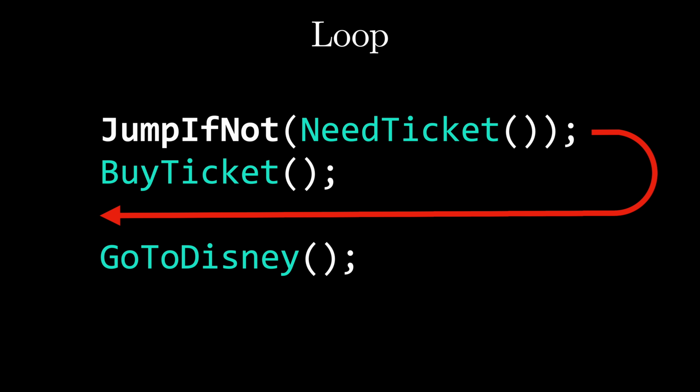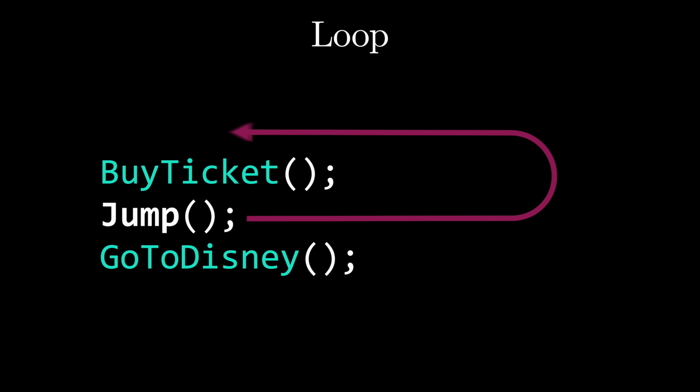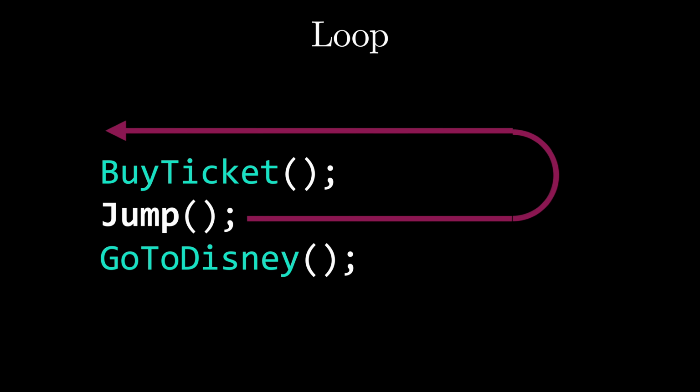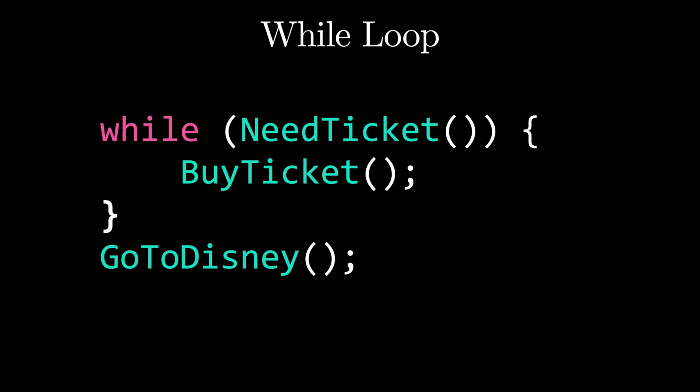Now, instead of skipping to the next few lines, if you jump back to the previous lines, it forms a loop, like buying a ticket multiple times. But most loops should have an end, meaning they only repeat while a condition is true. We call this a while loop. We can use the while keyword to use it.